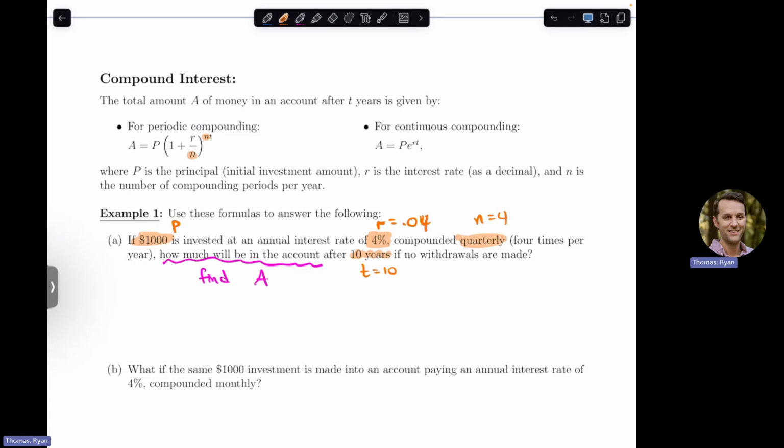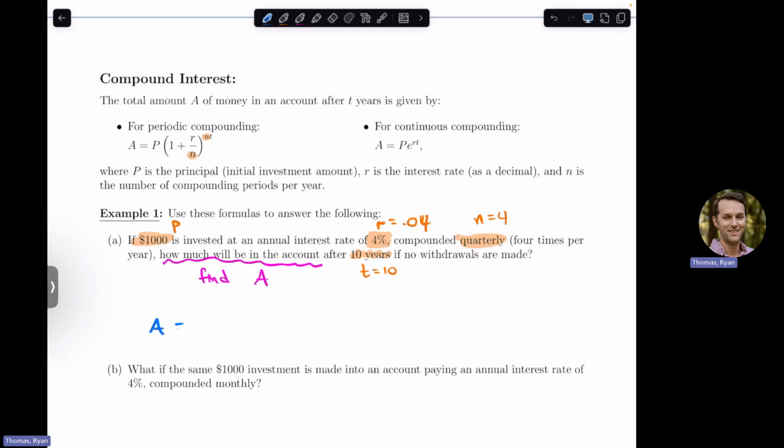Which formula are we using? First one, because we have a number for N, right? I have something I can turn into a number. If we're going to use the other one, you will see the word continuously show up somewhere, right? Otherwise, there's something in there that tells me what N ought to be.